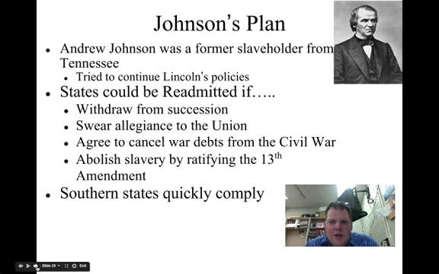Okay, Andrew Johnson, Lincoln's vice president, is also going to step in with his own plan. He's basically going to say that if you swear an allegiance to the Union, if you cancel war debts, and if you ratify the 13th Amendment, you can come back into the Union. And southern states do this pretty quickly because it's seen as a pretty reasonable, pretty lenient policy.